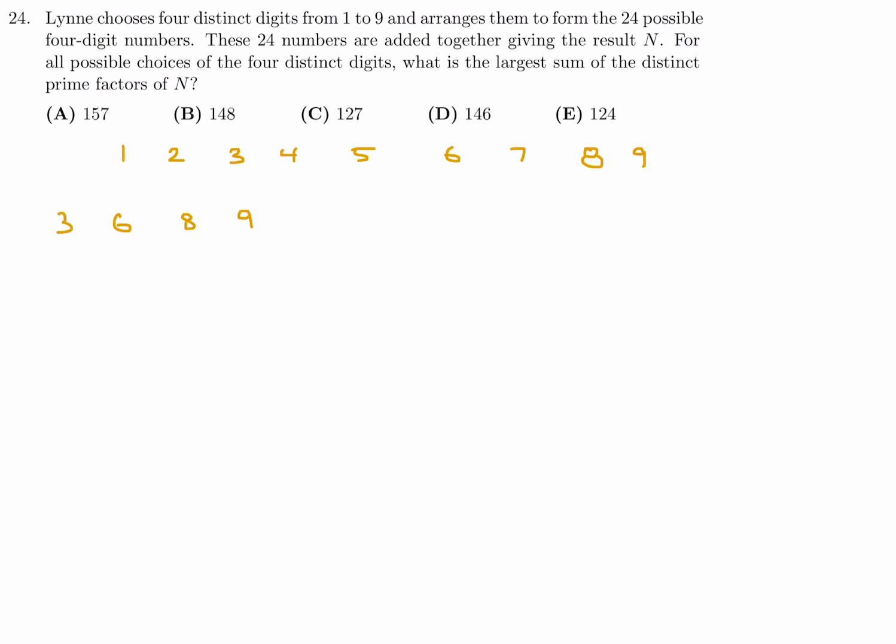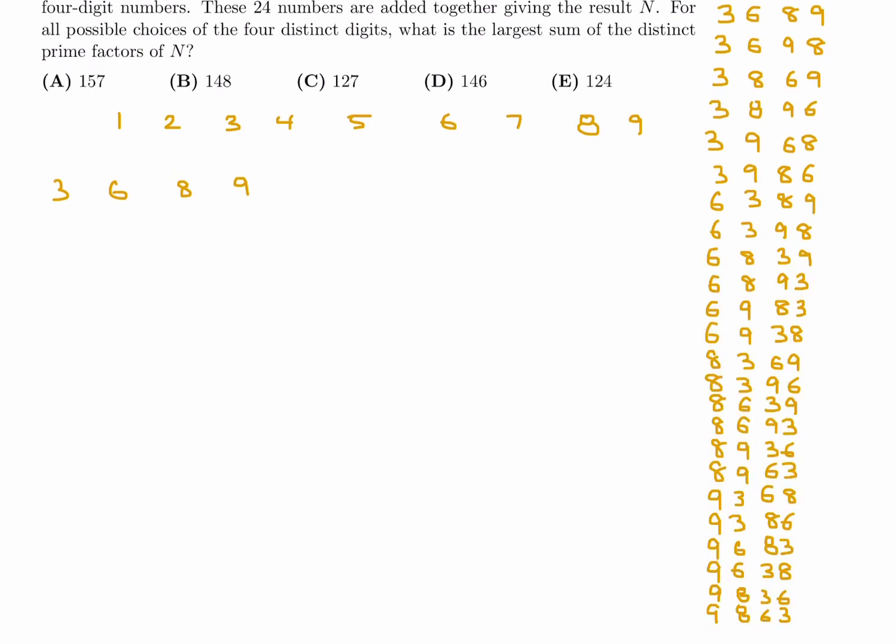Let me just do it over here so I have enough space. 3, 6, 8, 9. 3, 6, 9, 8. 3, 8, 6, 9. 3, 8, 9, 6. And then 3, 9, 6, 8, and 3, 9, 8, 6. And so on, right? So I'll just make all 24. So here are the 24. You have 6 that begin with 3, 6 that begin with 6, 6 that begin with 8, and 6 that begin with 9. Now we have to add them all, right?